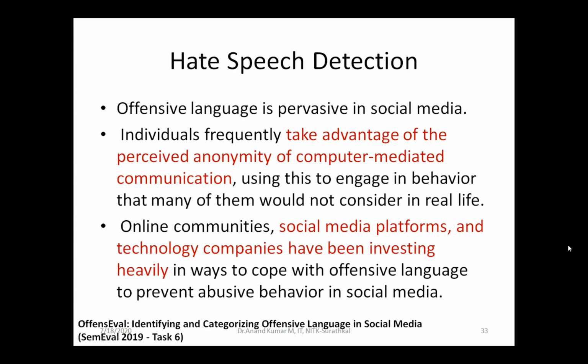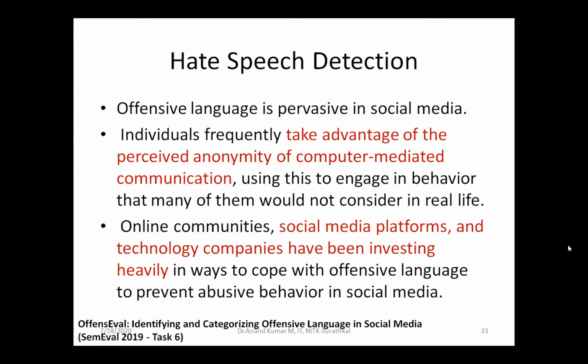Offensive language is pervasive in social media. As I said earlier, anonymity is a main problem in social media. We don't know whether the person's profile is genuine or not. Using that advantage, they send hateful messages and use swear words against persons. So it's happening on these social media platforms.